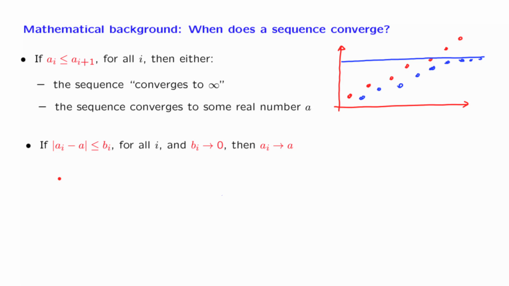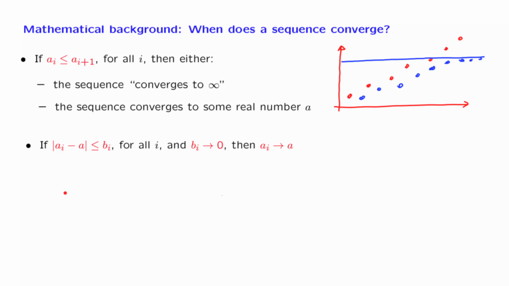Another way of establishing convergence is to derive some bound on the distance of our sequence from the number that we suspect to be the limit. If that distance becomes smaller and smaller, if we can manage to bound that distance by a certain number, and that number goes down to 0, then it is guaranteed that since this distance goes down to 0, the sequence a_i converges to a.